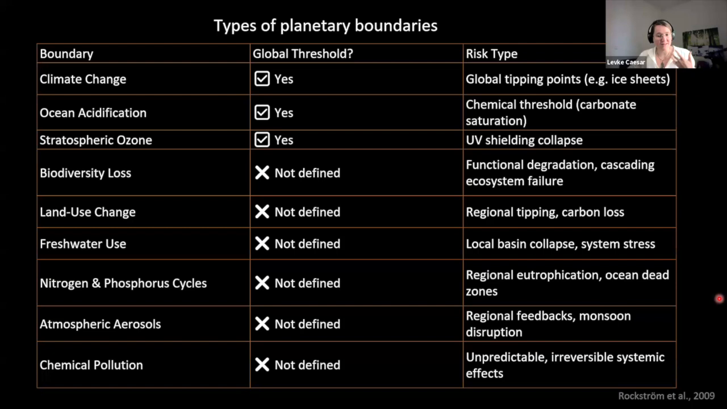In the lower panel, then, you see the boundary processes that do not really have this clearly defined global threshold, but they are still important and impact the health of the Earth system because they can cause what we call cumulative degradation. For instance, deforestation doesn't have a single global tipping point, but it can steadily reduce carbon sinks, disrupt rainfall patterns, and fragment ecosystems.